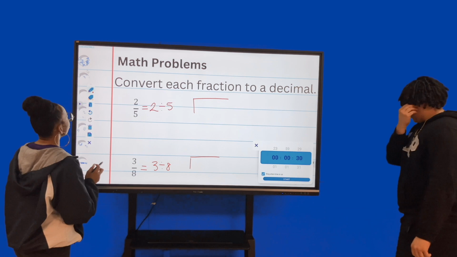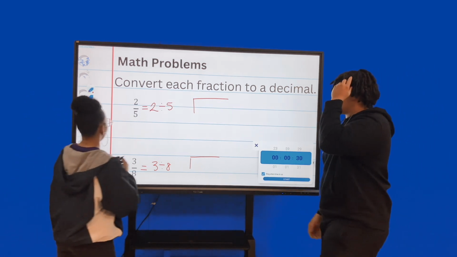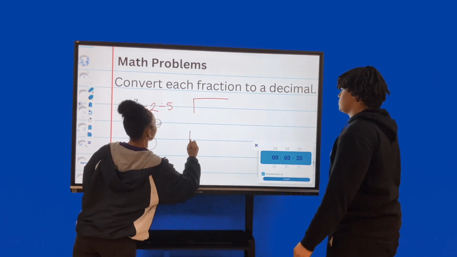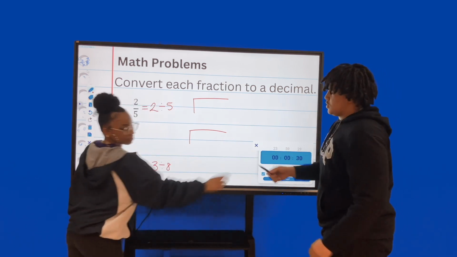Here we go. So, Troy, you still want red? Yeah, I still want red. Okay. I'm going to move this up for you. Alright, there you go. Alright, y'all.